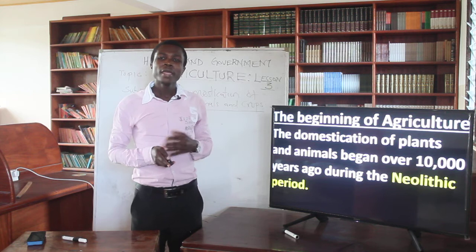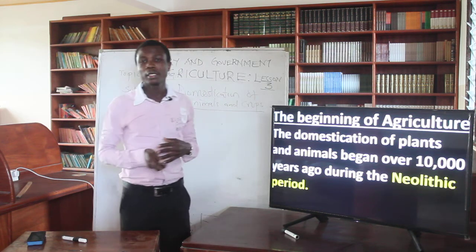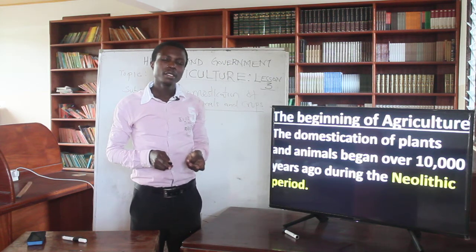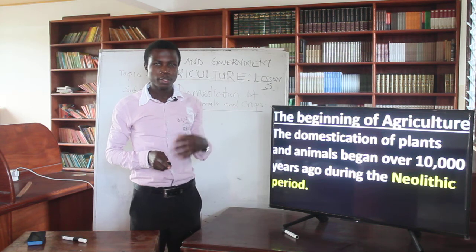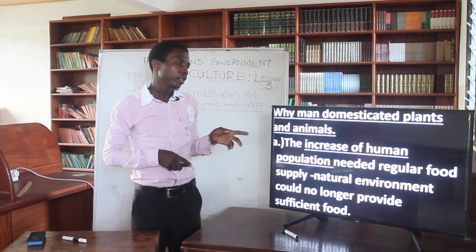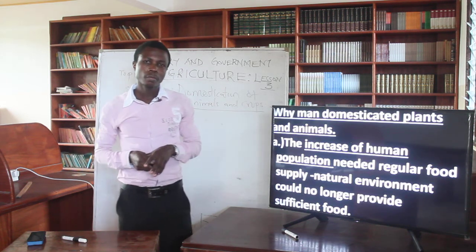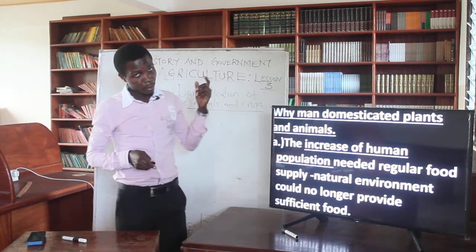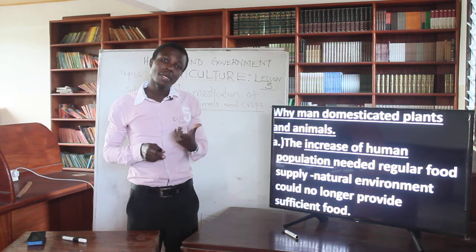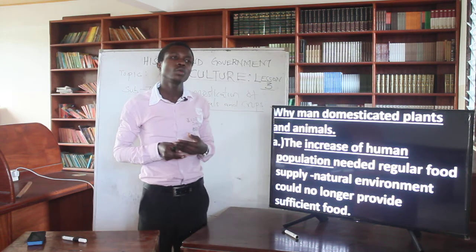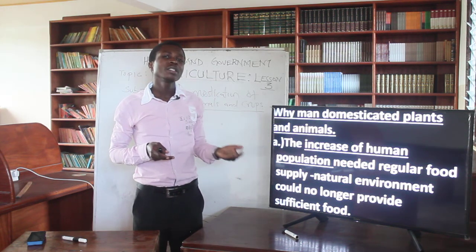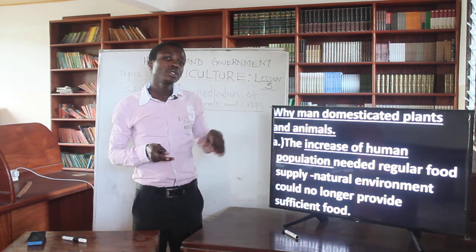Let's look at why man started domesticating animals and plants. You can be asked as a student to give 6 reasons why man started domestication of animals and plants, or why man started agriculture. These are the reasons. One, the increase in human population. Borrowing the idea from the previous lesson, these people were living in the savanna grassland, and therefore they depended on the natural food they could obtain through hunting and gathering.